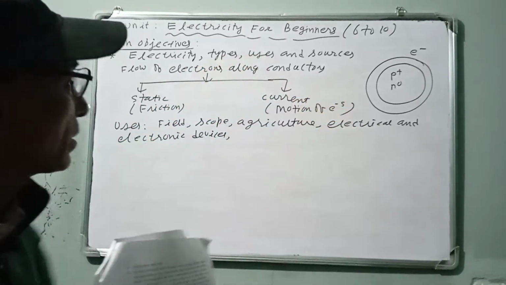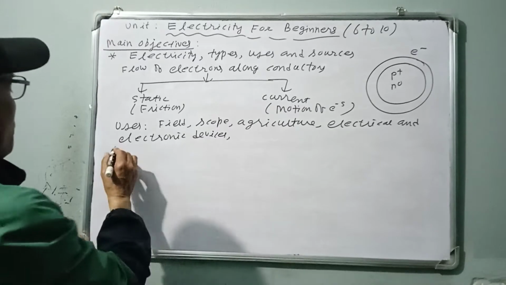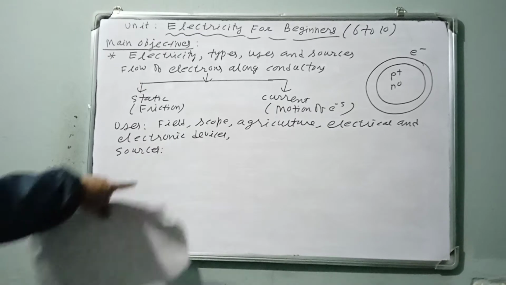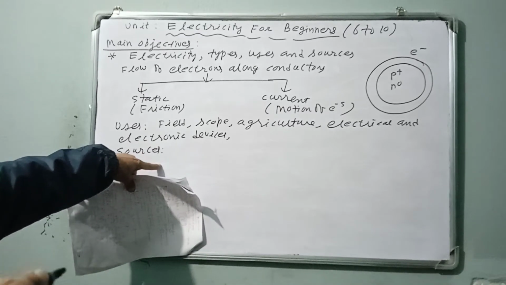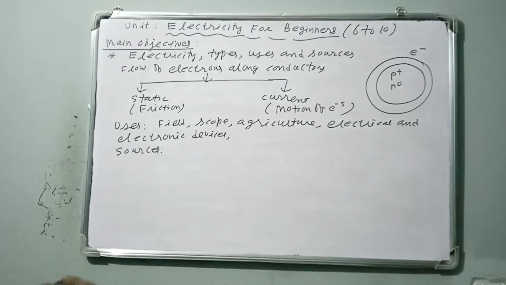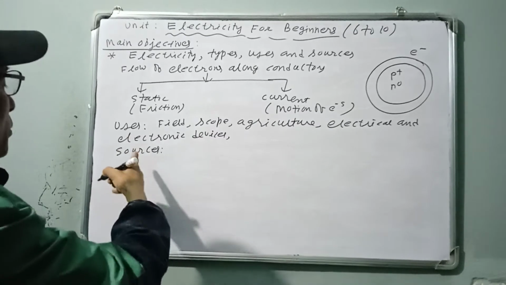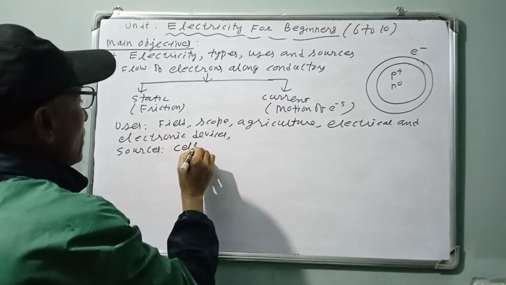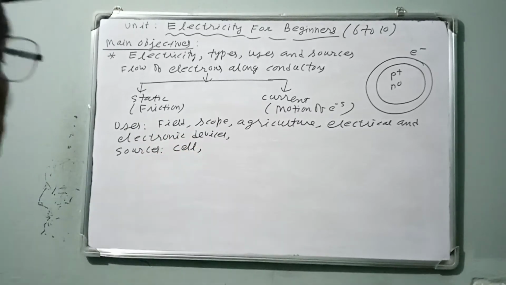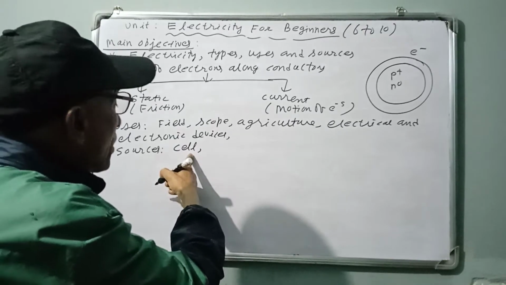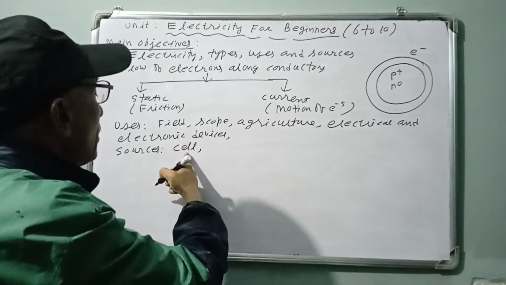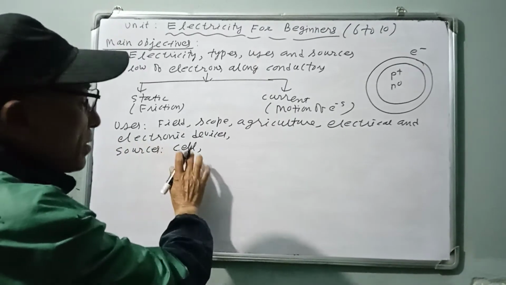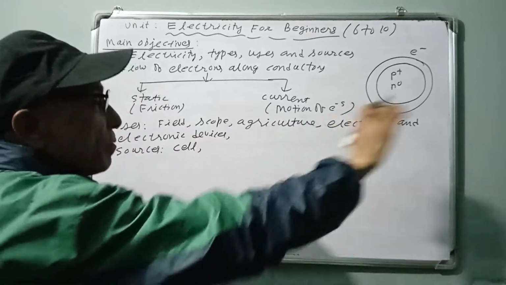Actually, flow of electrons is the type. Sources: for lower classes and higher classes, for classes 6, 7, 8, they should know what the sources of electricity are. Mainly the first source is the cell. A cell is a device which converts chemical energy to electricity. There is chemical energy and the cell changes the chemical energy in it into electricity.